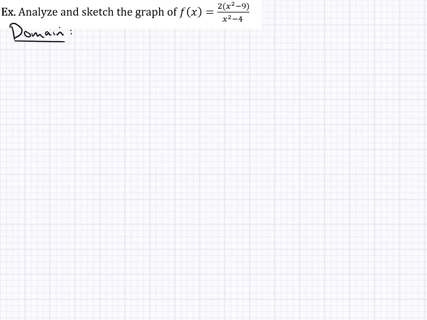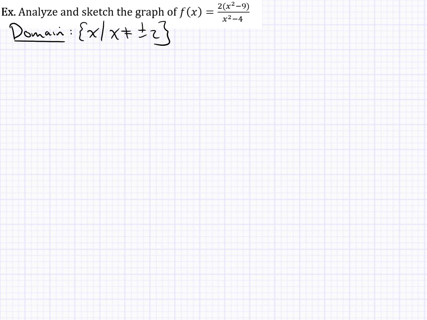What is the domain for this function? Well, you know that the denominator can't be 0, so the domain is the set of all x such that x doesn't equal plus or minus 2. Those are two x values we absolutely cannot have in this function. Every other x will be defined.